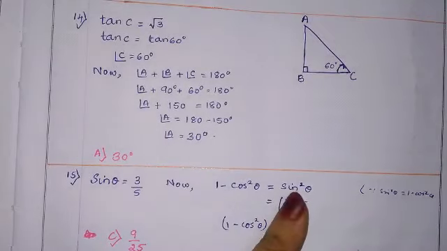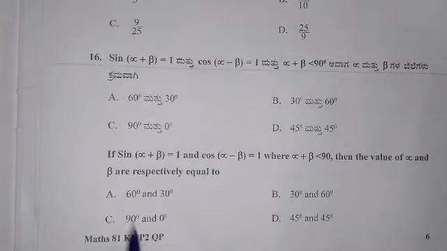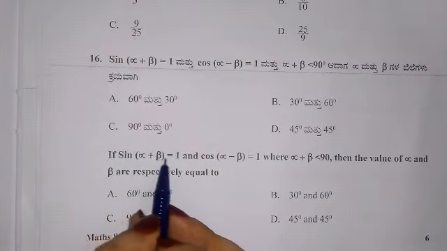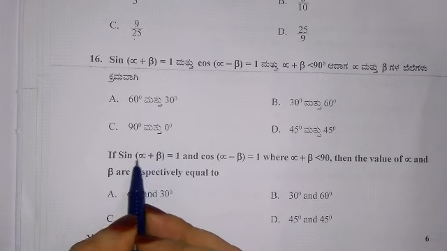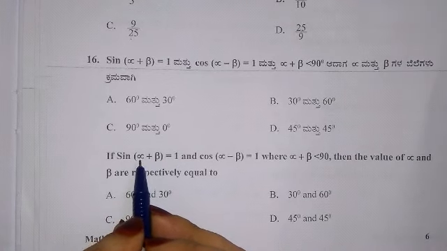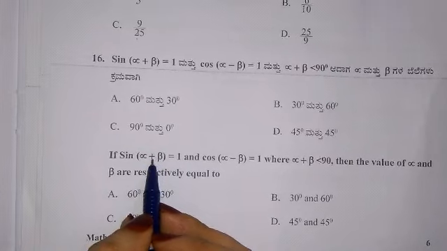Okay. Now let us see the next question. Question number 16. If sin alpha plus beta is equals to 1. Just like how we have taken x plus y, alpha and beta is a symbol they have taken.